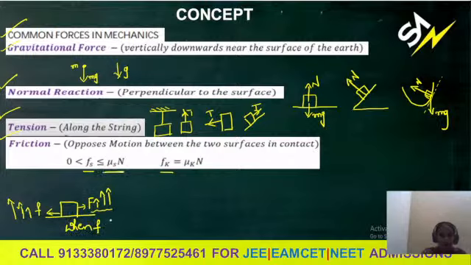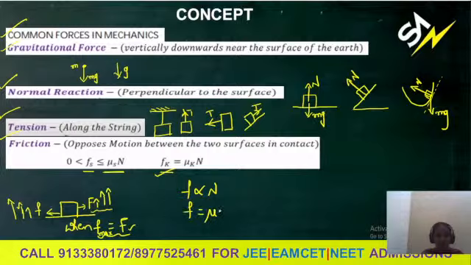Till that value, it opposes the motion of the object. When it reaches the maximum value, meaning the applied force is equal to F maximum, then the body has the tendency to move. If the applied force is greater than F maximum, then the body will accelerate. Then the kinetic friction plays a role in that situation. The kinetic friction will be given as mu k into N. So frictional force always depends upon the normal reaction force, which will be equal to mu into N.